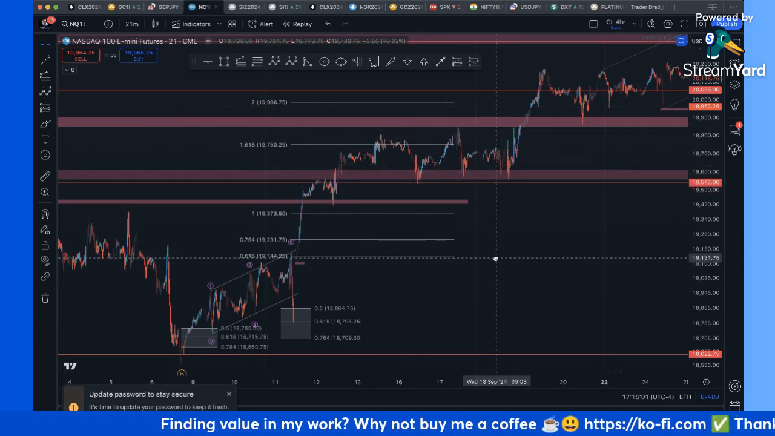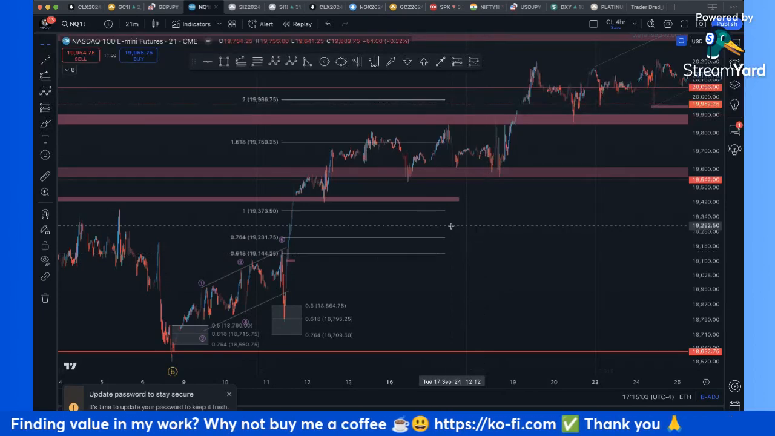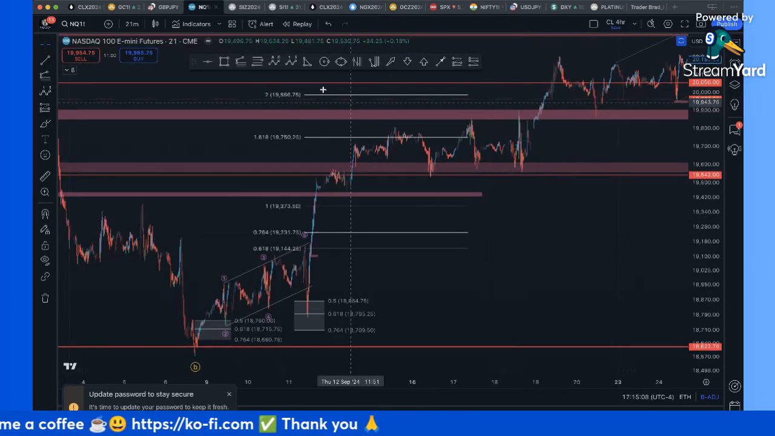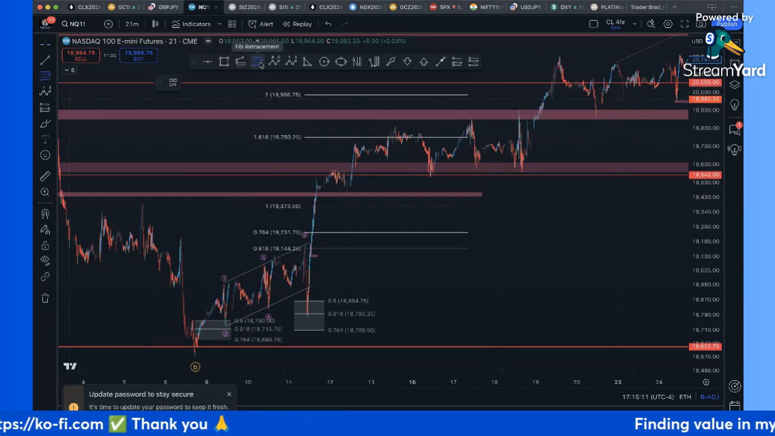Now, what we're going to do is we're going to measure for a wave 4. Now, maybe you already know this, maybe you don't. I'm getting ready to teach you. I'm going to go back and grab the fib retracement tool.